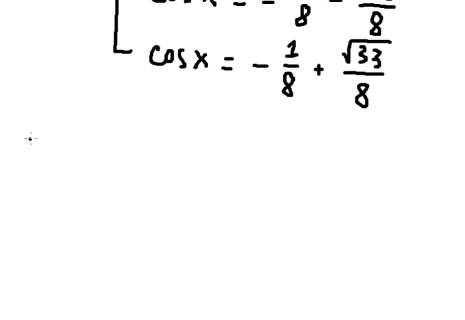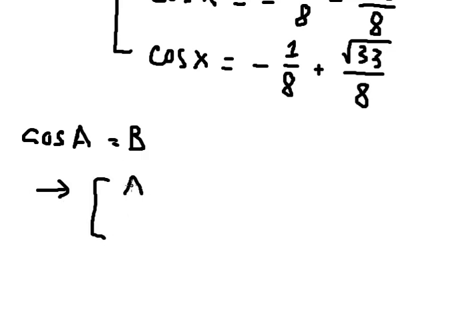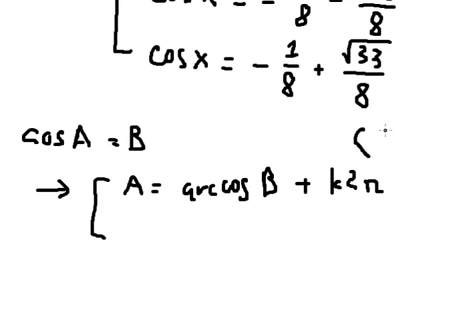Now we have the formula: cosine theta equals b, so theta equals arccosine of b, plus 2kπ, where k belongs to the integers. And theta also equals negative arccosine of b, plus 2kπ.